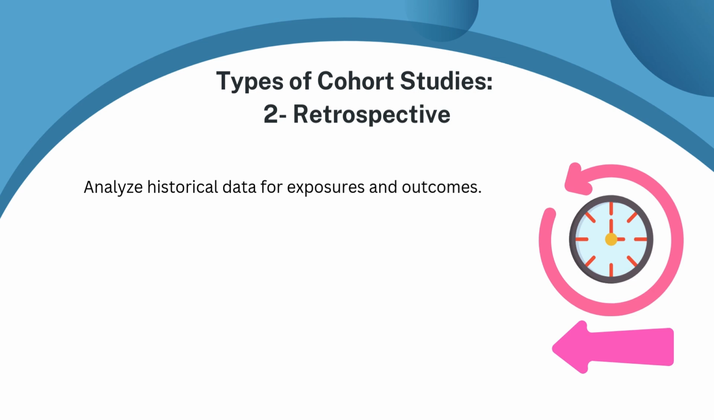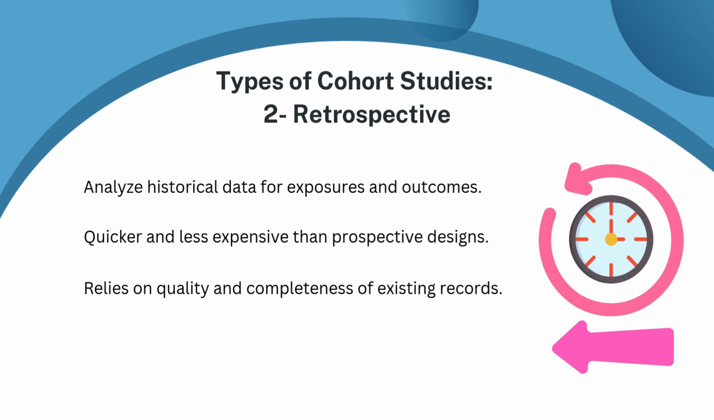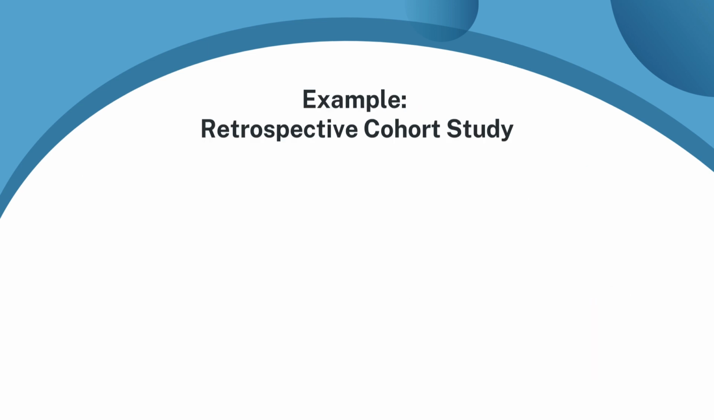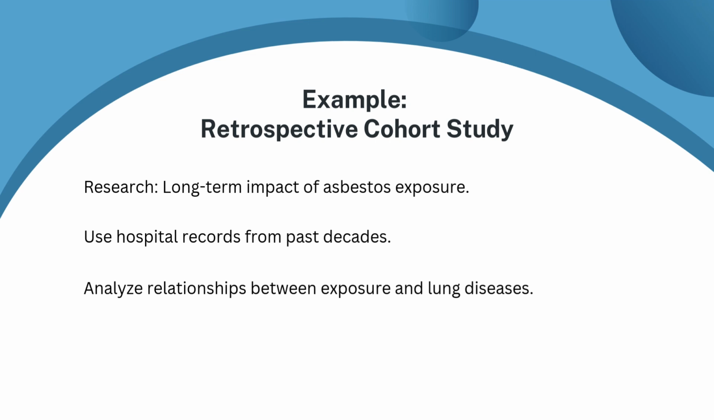So what are the advantages of these retrospective studies? They're quicker and less expensive than prospective studies. They allow researchers to study rare exposures or long-term outcomes. Example: asbestos exposure and lung disease. Imagine accessing hospital records from the past 30 years to study the effects of asbestos exposure on lung health. You identify a cohort of workers exposed to asbestos and analyze their health outcomes. This approach provides valuable insights without the time and cost associated with prospective designs.